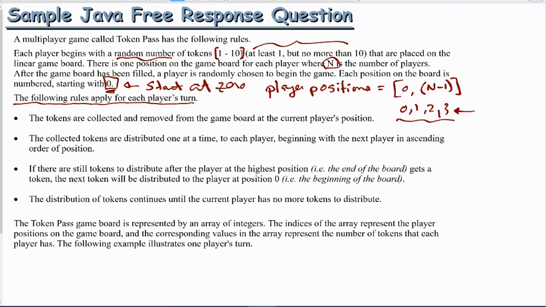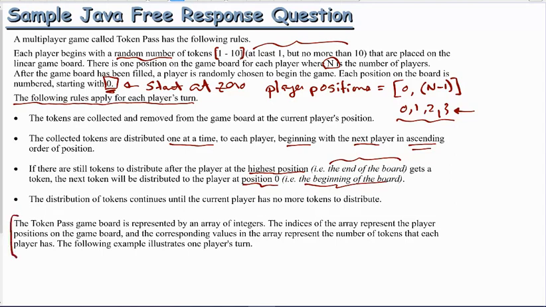each player's turn. The first rule, the tokens are collected and removed from the game board at the current player's position. Next, the collected tokens are distributed one at a time to each player, beginning with the next player in ascending order of position. If there are still tokens to distribute after the player at the highest position, otherwise known as the end of the board, gets a token, then the next token will be distributed to the player at position 0, meaning the beginning of the board. The distribution of tokens continues until the current player has no more tokens left to hand out.